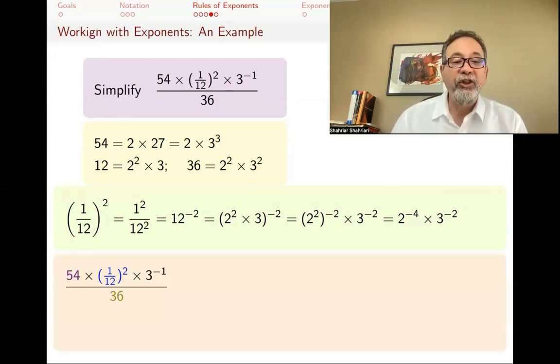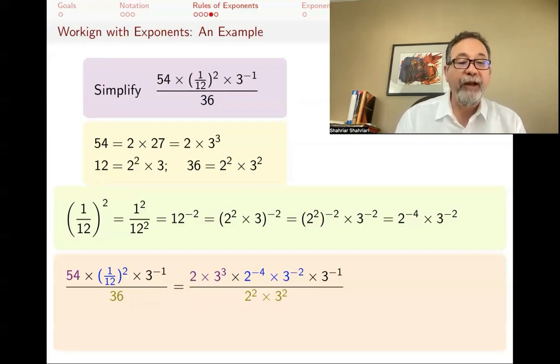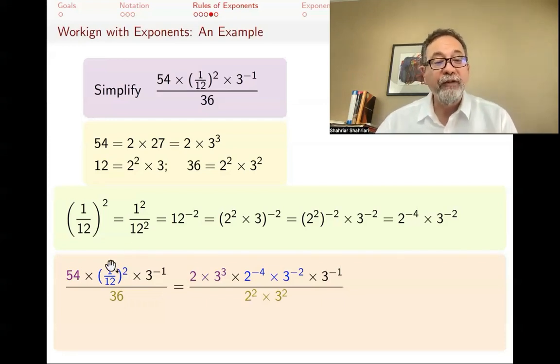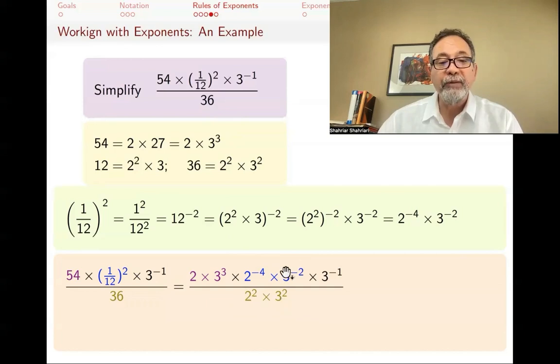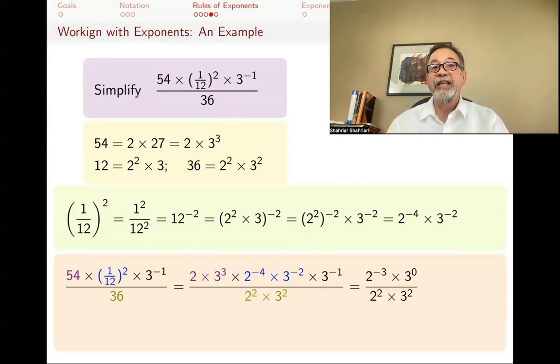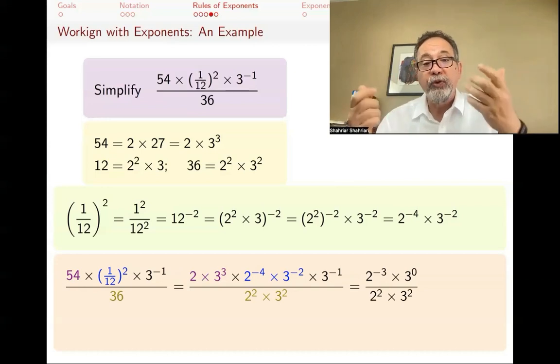Now let's go back to the original problem. Instead of 54, I'm going to put 2 times 3 cubed. Instead of 1/12 squared, I just found out that that's 2 to the minus 4 times 3 to the minus 2. 3 to the minus 1, I just keep. And instead of 36, I'm putting 2 squared times 3 squared. On top, I see that I have a whole bunch of 2's. 2 times 2 to the minus 4. That's going to be 2 to the minus 3 because the bases are the same. You add the exponents. 1 minus 4 is minus 3.